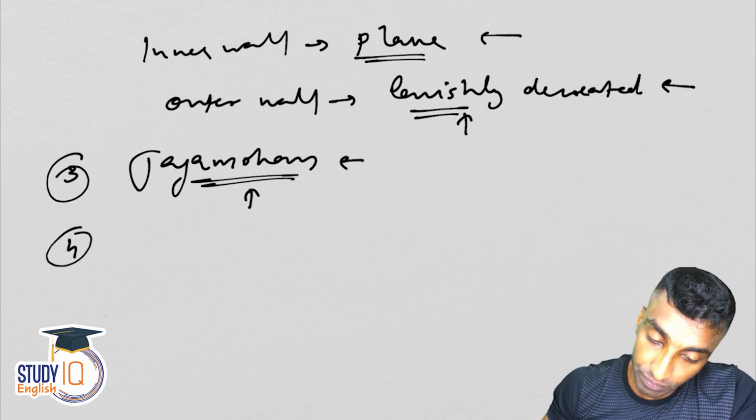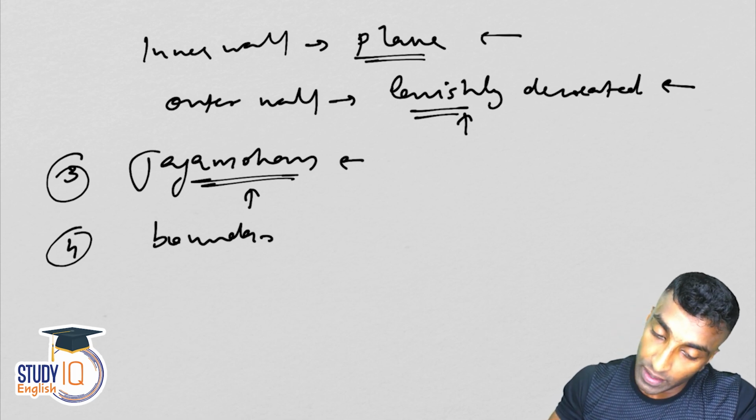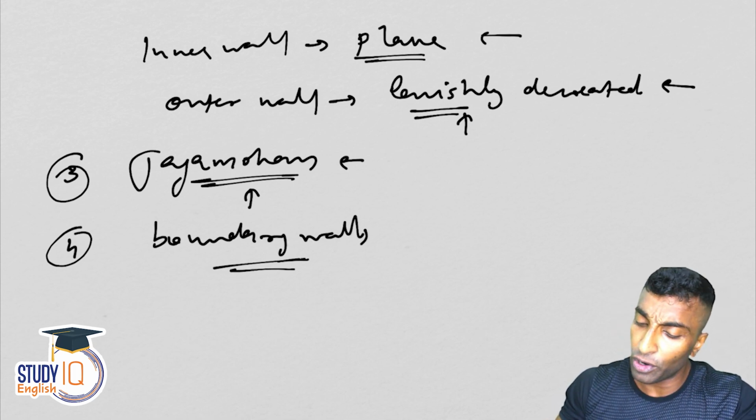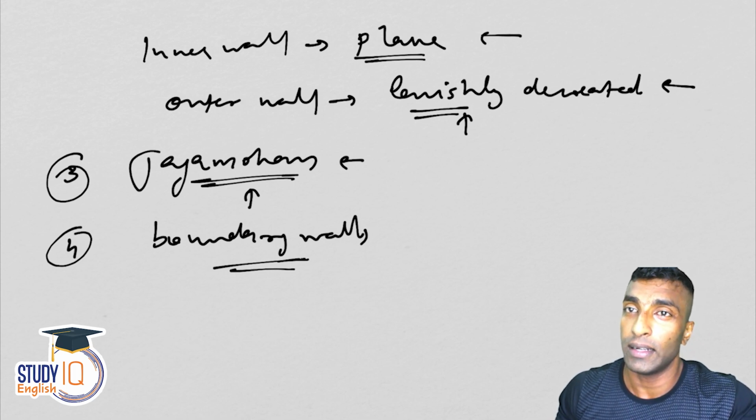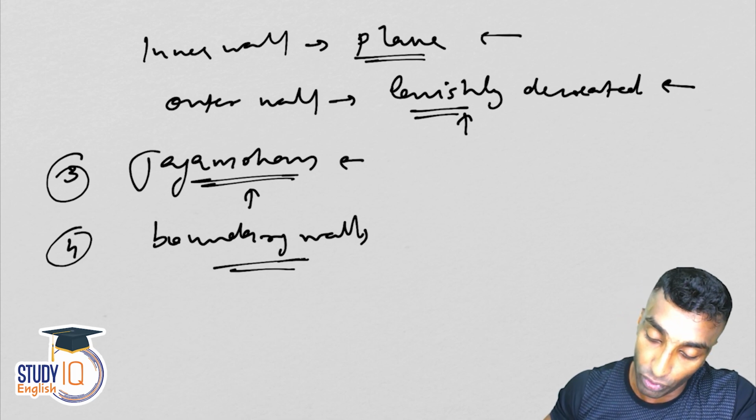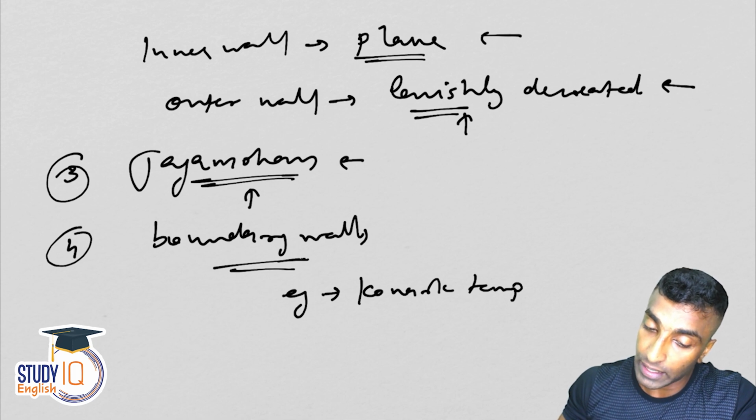Now the fourth one: the temples have boundary walls. Guys, normally North Indian temples don't have boundary walls. Normal Nagara style has no boundary walls, but here the temples have boundary walls. Examples I can talk about: Konark Temple.